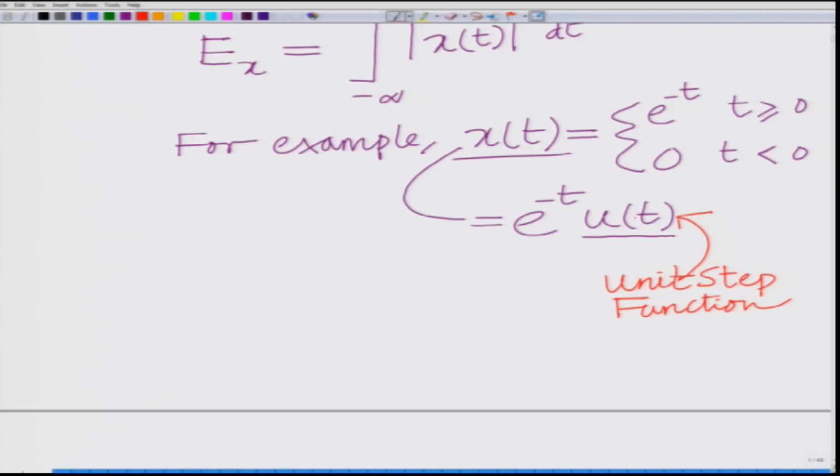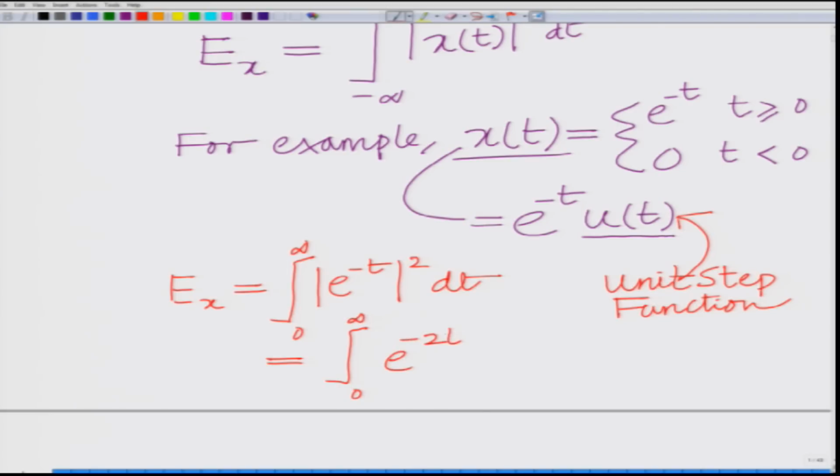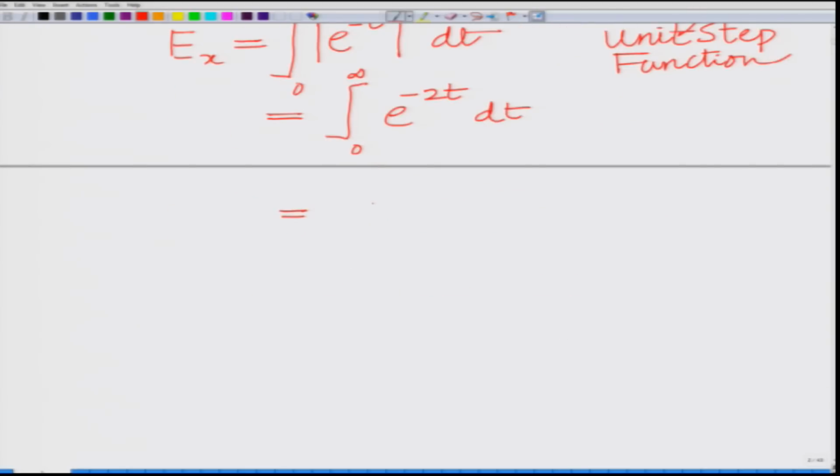Since this signal is non-zero only for t greater than or equal to 0, Ex would be simply the integral from 0 to infinity of magnitude e to the power of minus t squared dt, that is, integral 0 to infinity e to the power of minus 2t dt, which is equal to minus half e to the power of minus 2t from 0 to infinity, that is equal to half.